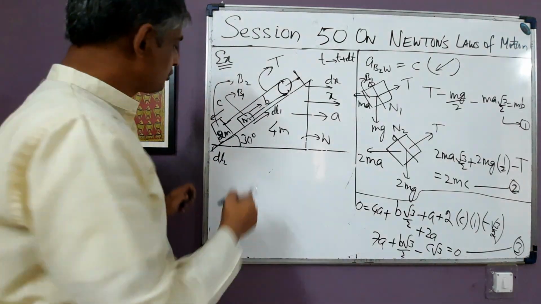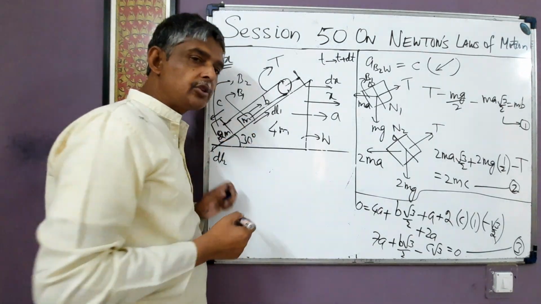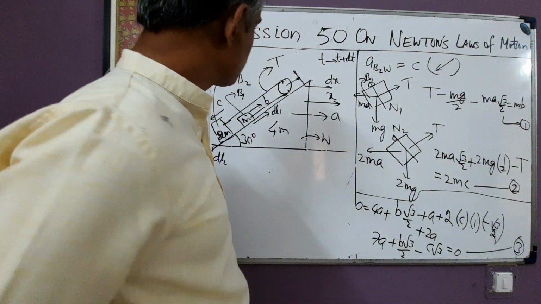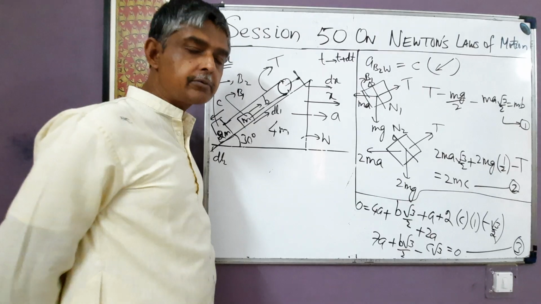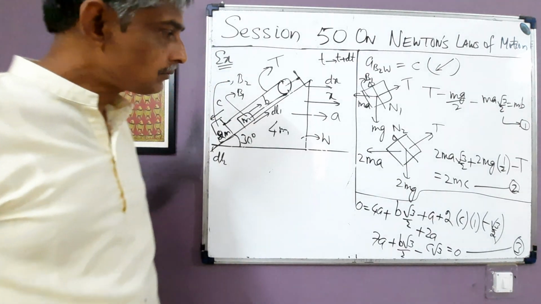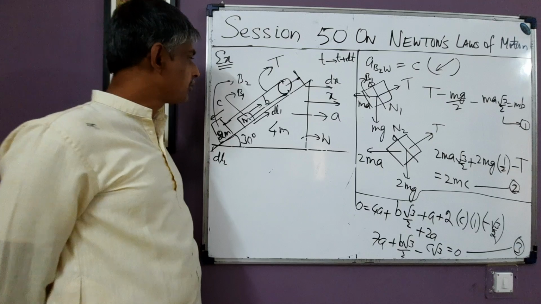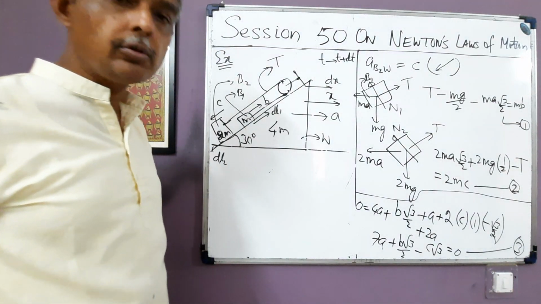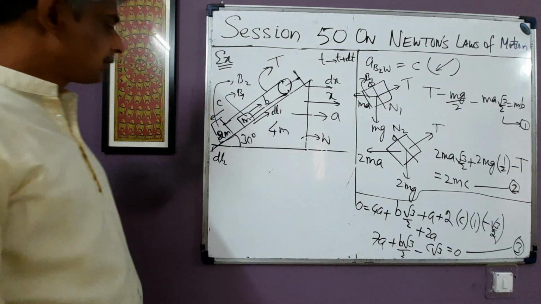Okay. Now you have to apply the constraint theory. Work done by string on all the bodies in contact with it adds up to 0 in any frame of reference.